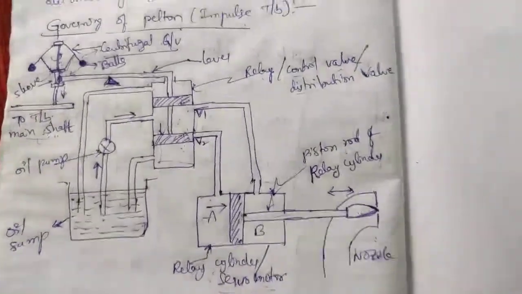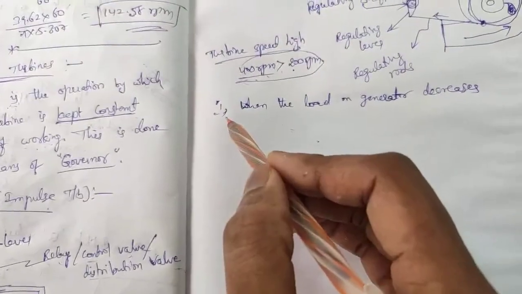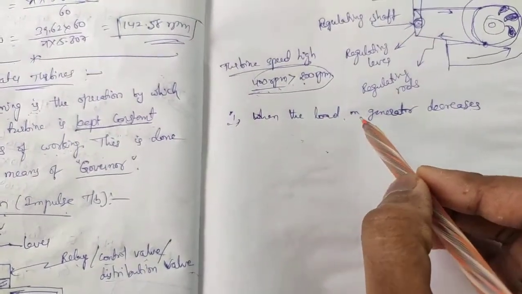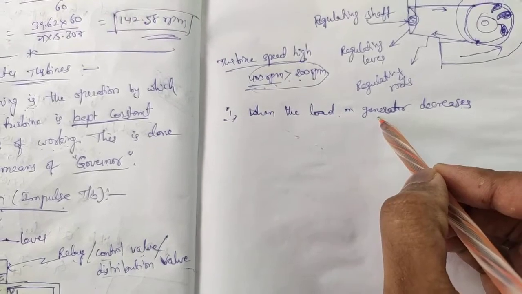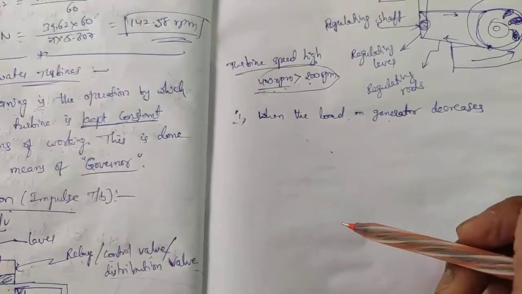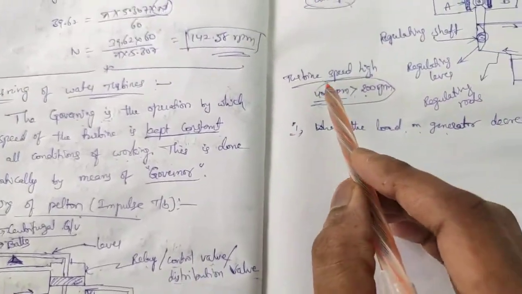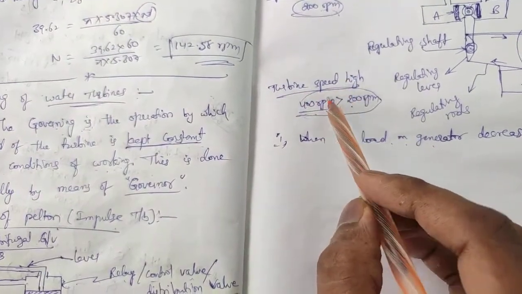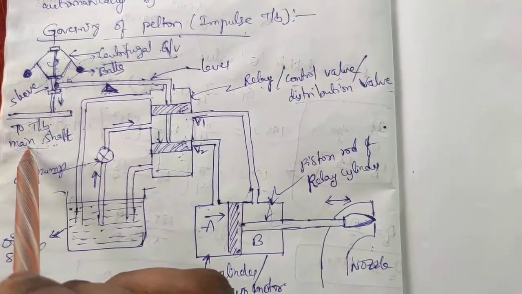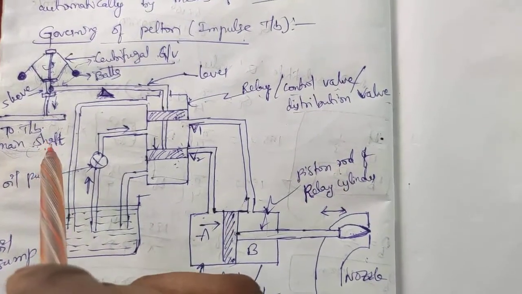So suddenly, see the first case, when the load on the generator decreases. That means the load decreases on the generator, so the generator needs to supply less electrical power. But the generator shaft is rotated with high speed, so the turbine main shaft also rotates with high speed. That high speed we assumed is 400 rpm.